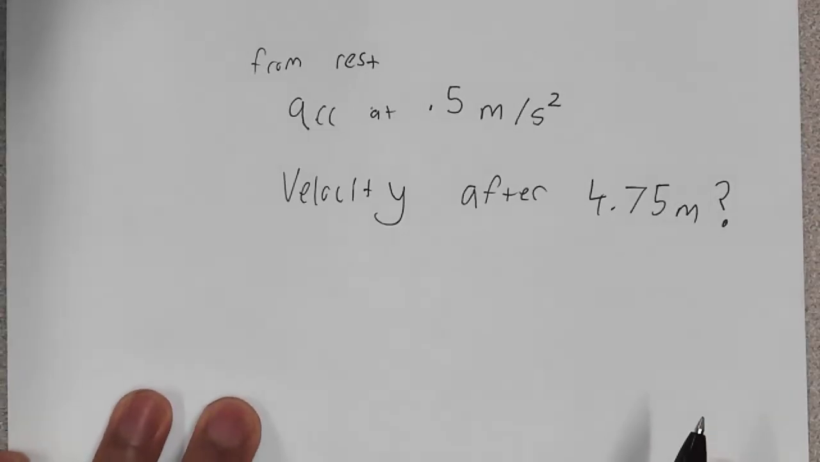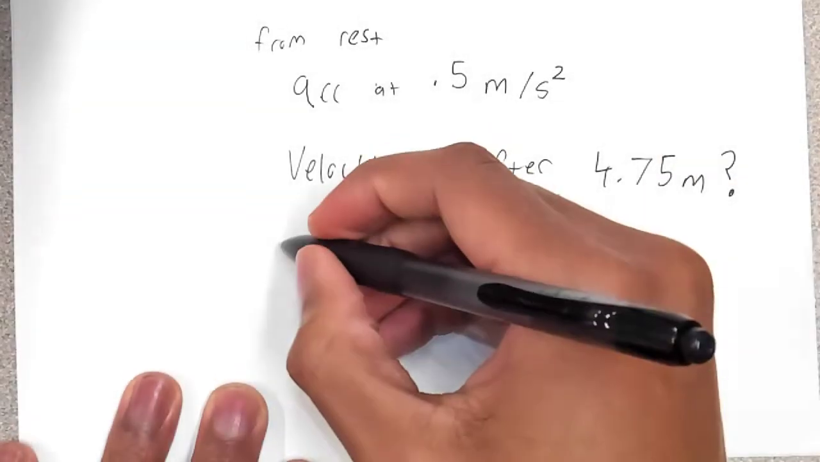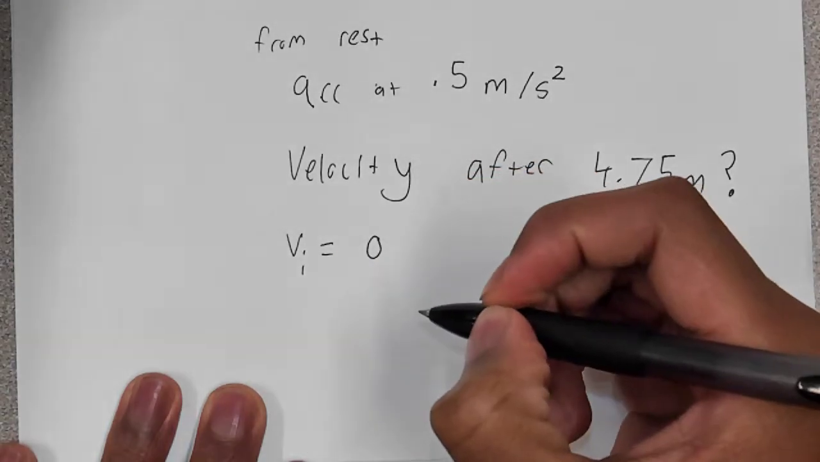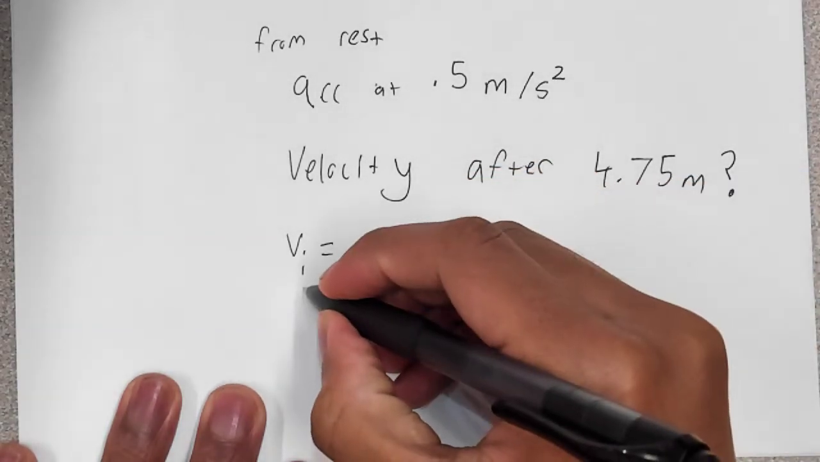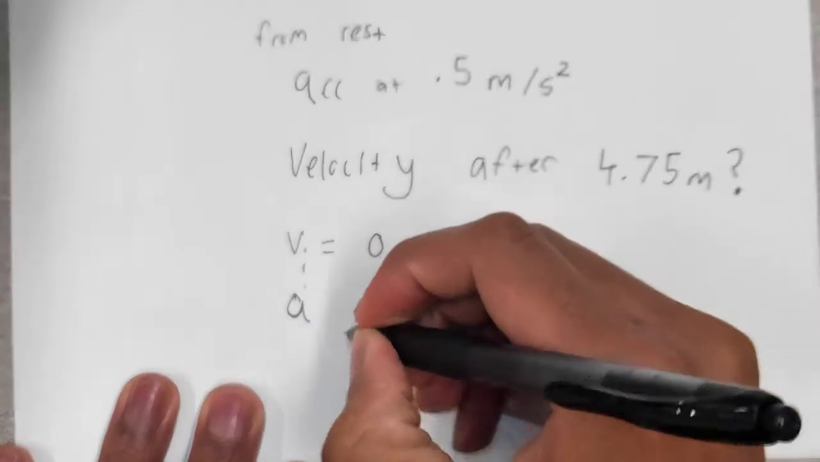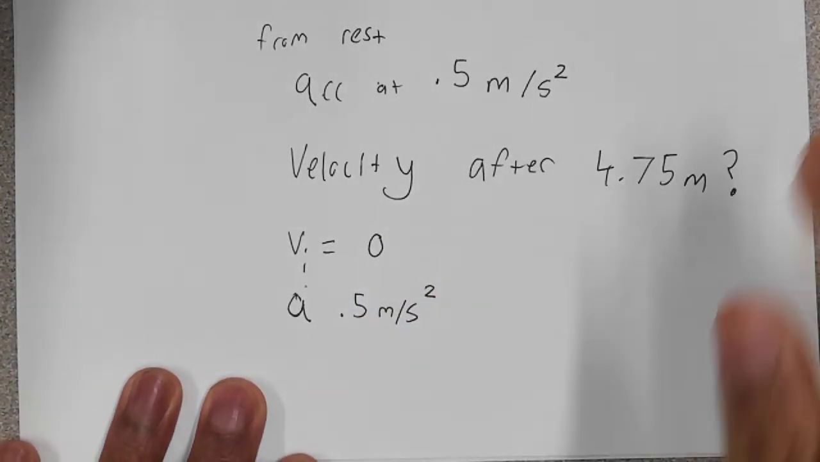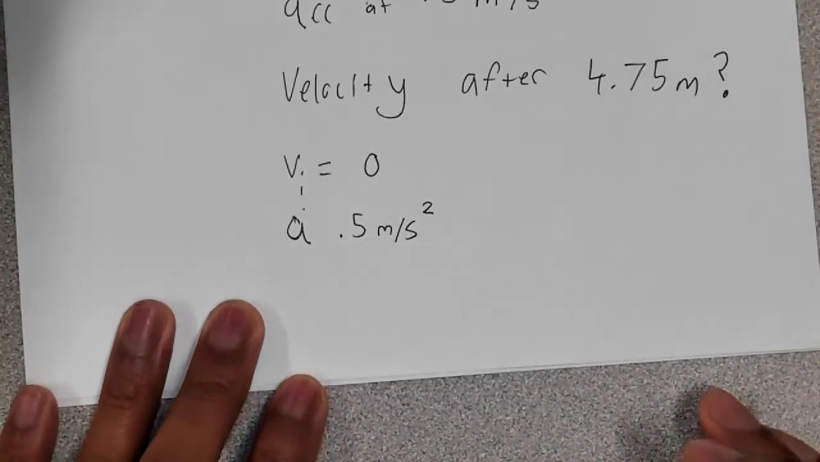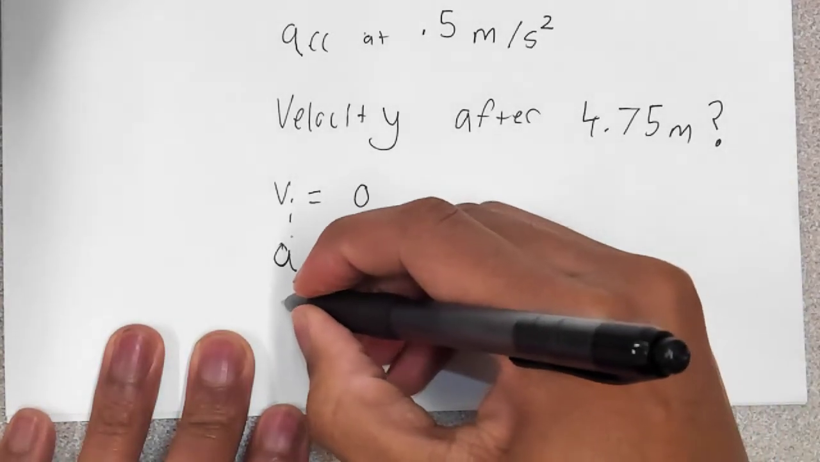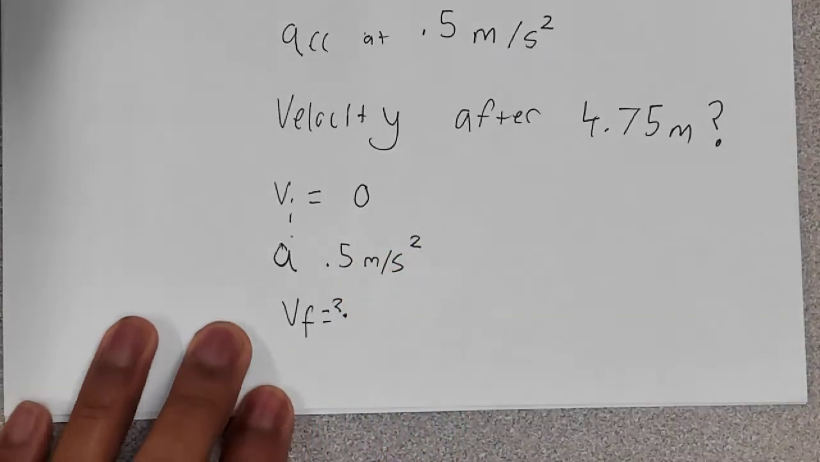So our first step is to take note of what we have, what information we're given. So we're given initial velocity equals 0. We don't know the final velocity. We know the acceleration, 0.5 meters per second squared. And the question said, what is the velocity after 4.75 meters? So it looks like it's looking for a final velocity. So that's what we're not sure about, final velocity. That's what we're trying to find.